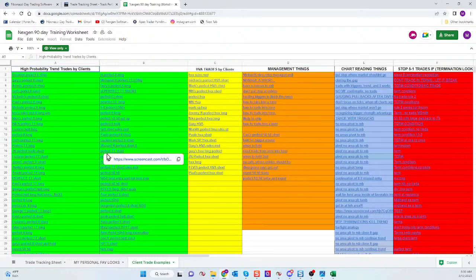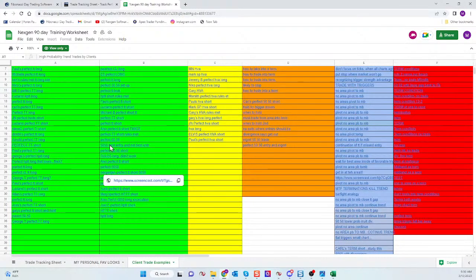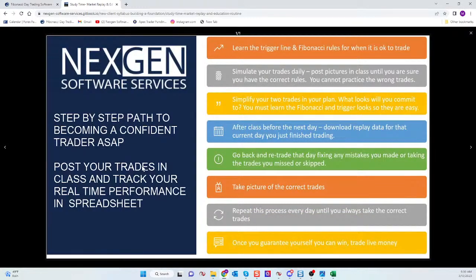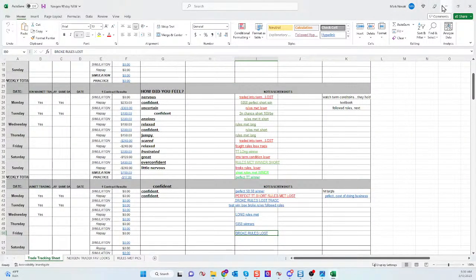70 pictures for you to compare what you're doing to what we're doing, to what the rules say. So the spreadsheet becomes a very integral part of your path to success. Make sure that you're taking pictures. Make sure that you're showing them to me. Make sure that you're filling out that spreadsheet.